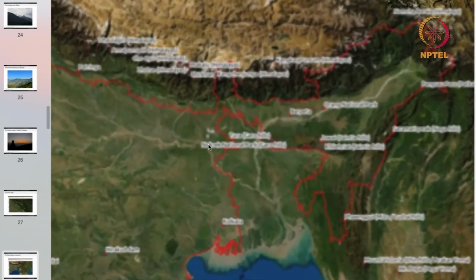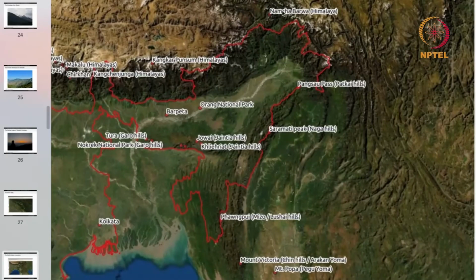If you look at the northeastern mountains, this is the end of the Himalayas, Namcha Barwa. Here we have the Pangsau Pass in the Patkai Hills. This portion is Patkai Hills, and here we have a connectivity between our country and Myanmar. This is the peak of the Naga Hills, and here we have Garo, Khasi and Jaintia Hills.